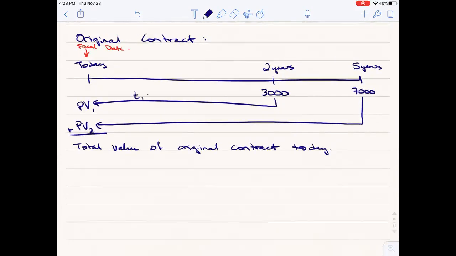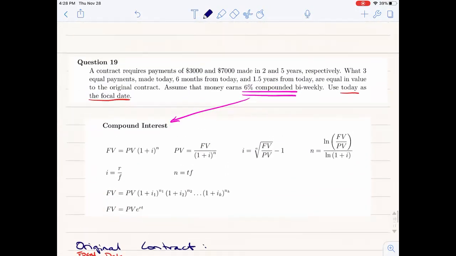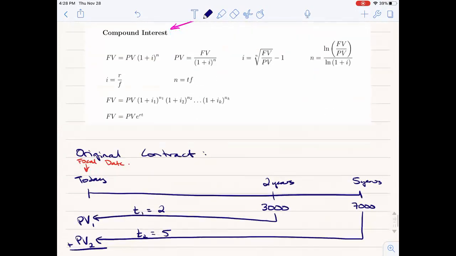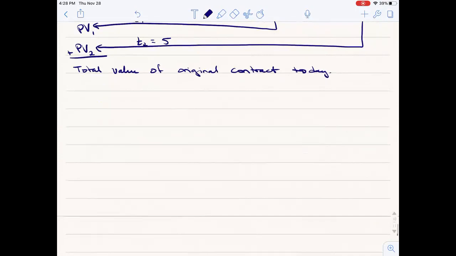T here is 2 years. The length of this arrow is 2, and T2, the length of that arrow, is 5 years. So nothing crazy. And I'll just jot down that the rate for all of these seems to be 6% compounded biweekly. So the rate is 0.06, and the compoundings per year is 26, biweekly. Okay.